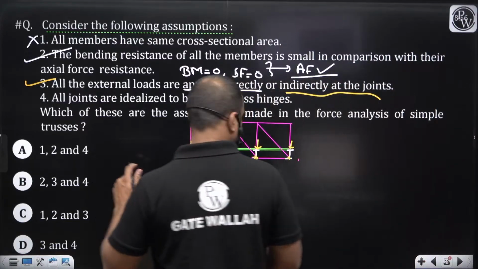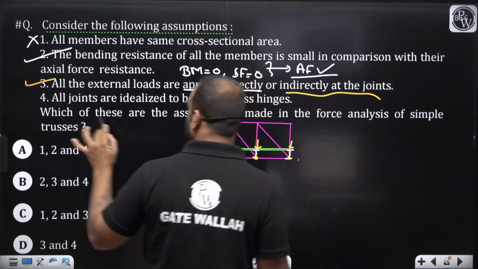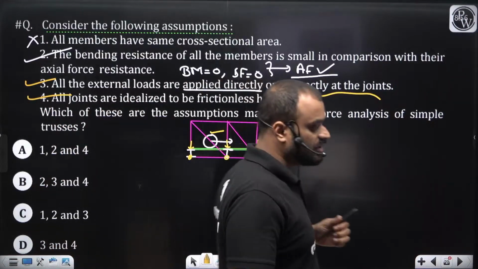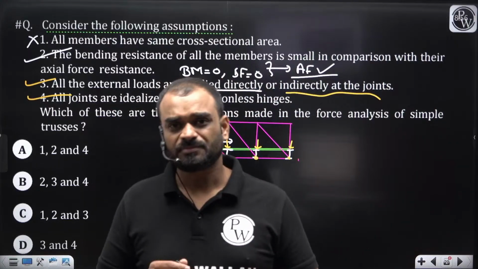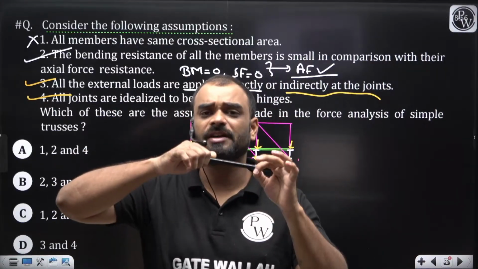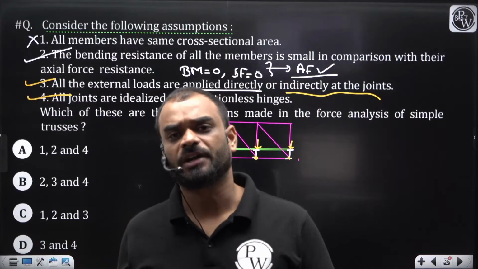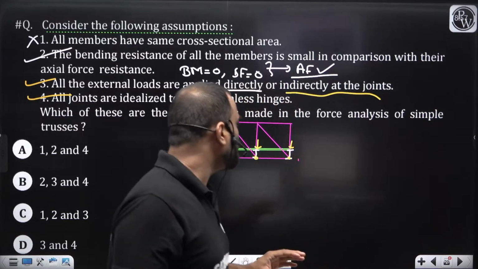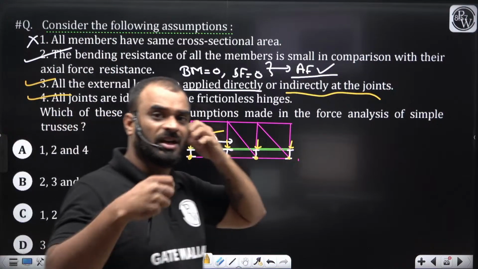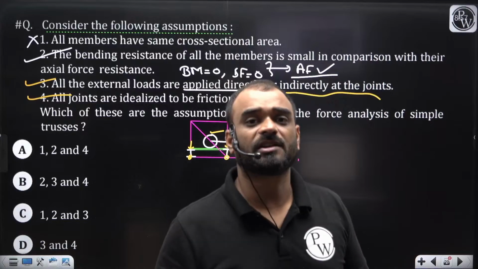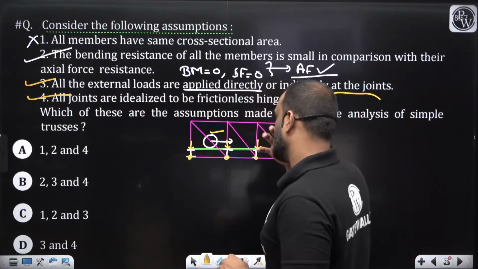The fourth statement says all the joints are idealized to be frictionless hinges. Yes, it is correct. If it is not a frictionless hinge, then ultimately it will try to produce some movement, or it will generate some friction force at the joint, due to which we will not get exact axial force in the member, or you can say there are certain other reactions which can be present in the truss member. So that's why our hinges should be frictionless, okay?